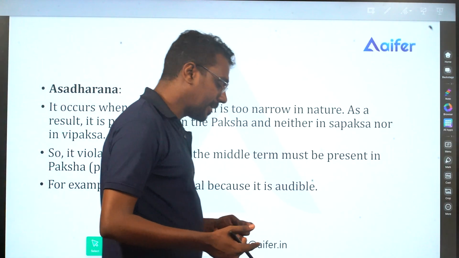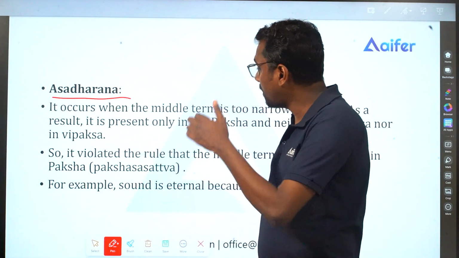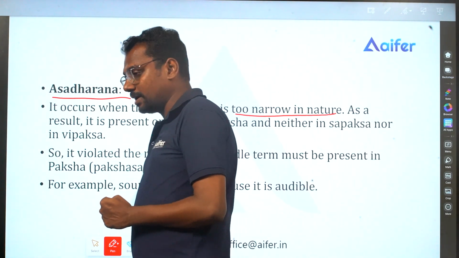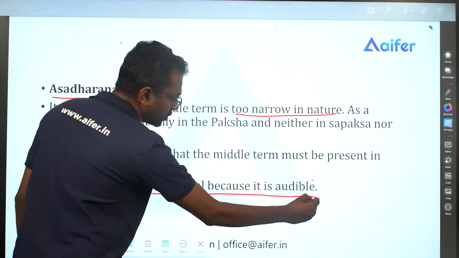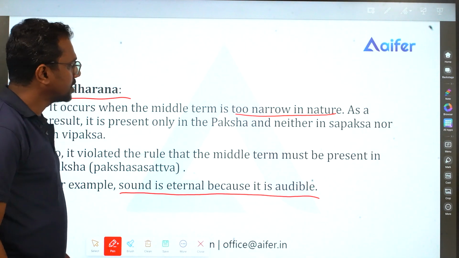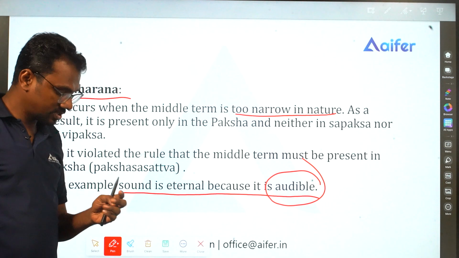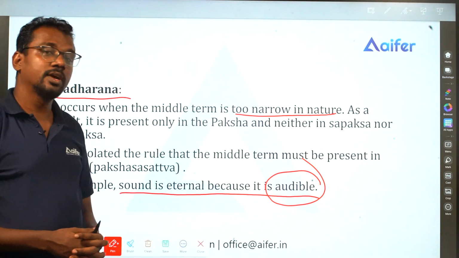So we have Asadharana. Asadharana happens when the middle term is too narrow in nature. We have examples here. Sound is eternal because it is audible. Audible is a too narrow term. Too narrow means you can see audible only associated with sound.